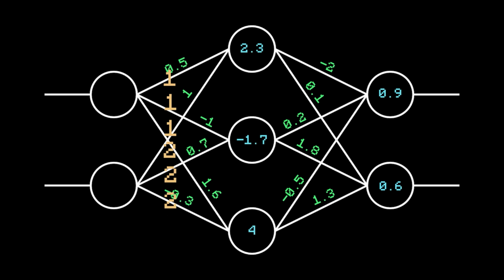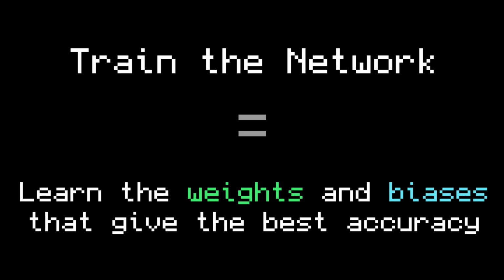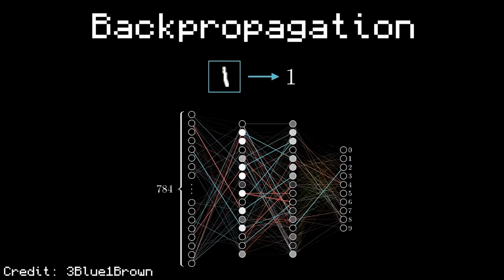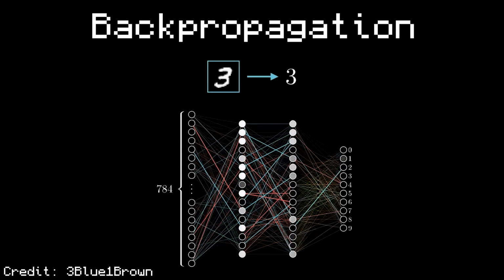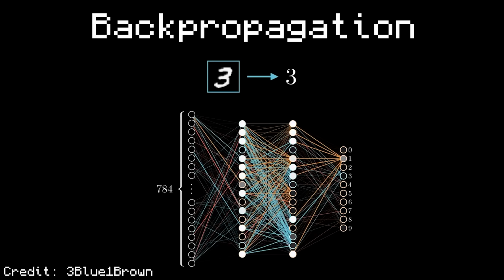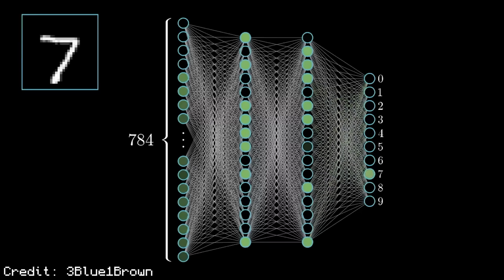So that's how an MLP is executed, but how does it actually learn to recognize digits? Well, it has to be trained. In other words, it has to learn the weights and biases that give the best accuracy. This is typically done by showing the network tons of examples and using an algorithm called backpropagation to continuously update the weights and biases. And hopefully, after showing it lots and lots of examples, you can then show it a brand new digit and it'll make a prediction based on what it's learned.